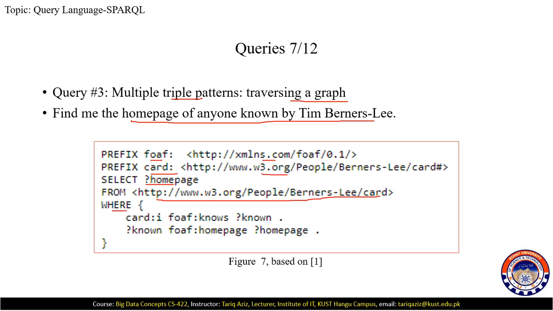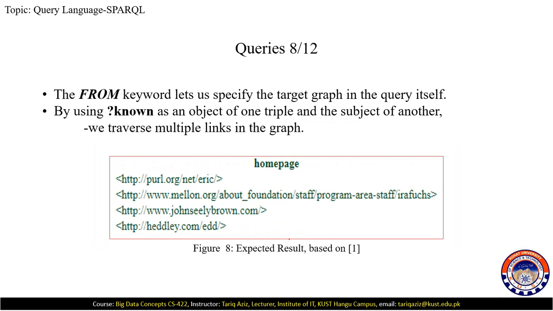Now in the where clause, you can mention the triple patterns. In this case, this is our subject, this is the predicate, and this is the object. But this object we used here as a subject in the second triple pattern. Now this is the predicate and this is the home page. What will be the expected result? So this is the expected result. It will retrieve all the home pages.